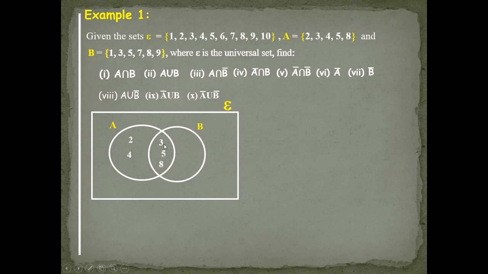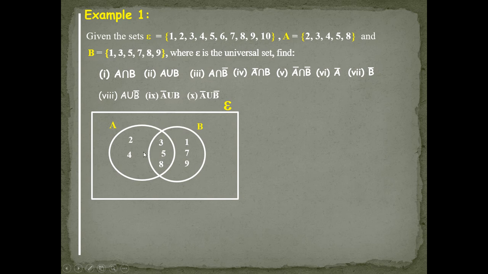We do the same thing for set B. I already have 3, 5, 8. So 3, 5, 8. Which elements are remaining? 1, 7 and 9. Now when you check all these elements, you come and also cross check with this. You realize that the universal set still has more elements that have not been included. So there are elements that are in the universal set but are not in the union.